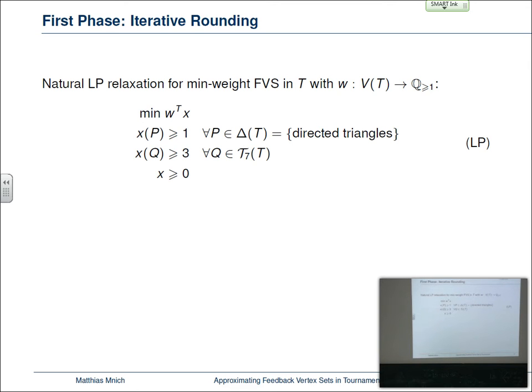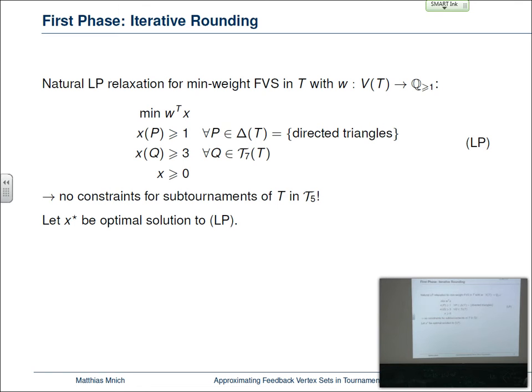So how does this iterative rounding work? Well, we write the natural LP relaxation. Since we know that we have to hit only the triangles, we can write this natural LP relaxation where we hit all the triangles with one node and all the T7s with at least 3 nodes. Notice that there are no subtournament constraints for T5s.